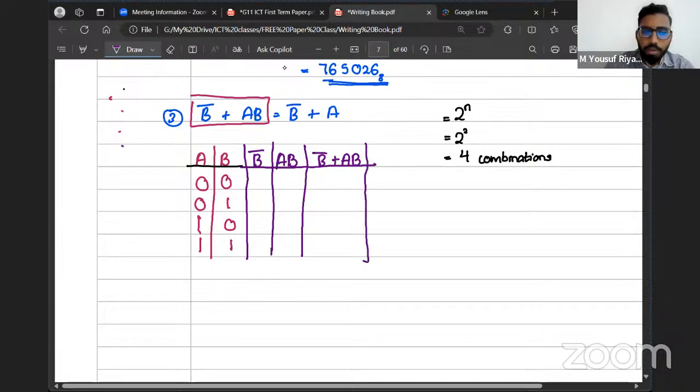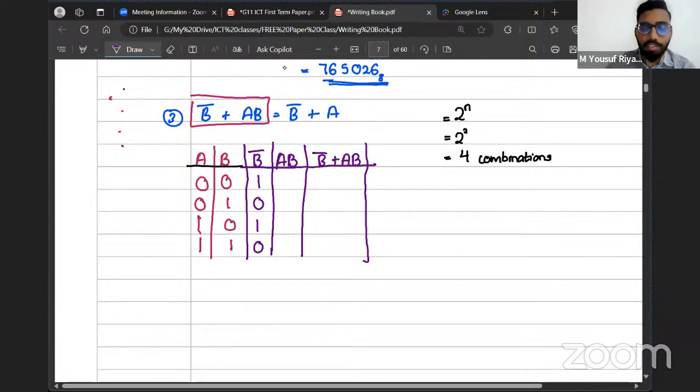B dash means what? B dash means the opposite of which column? Opposite of B. Okay. So here if I have 0, this should be 1. Here if I have 1, this should be 0. Here if I have 0, this should be 1. Here if I have 1, this should be 0. Just write the opposite.